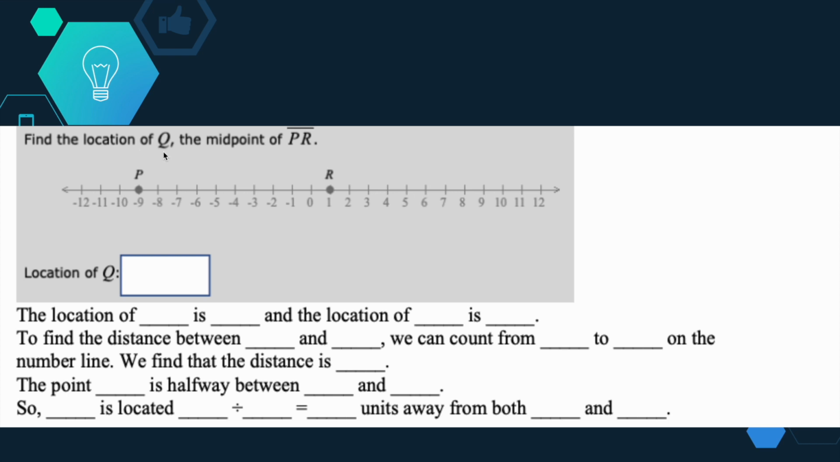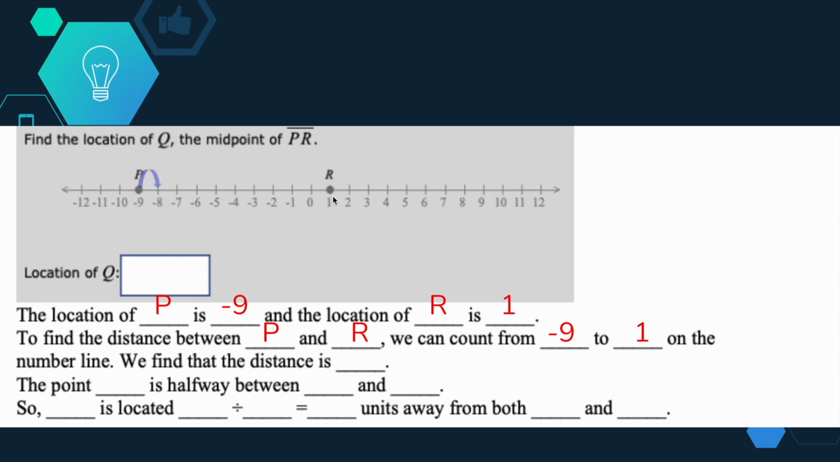So for this one, it says find the location of Q, the midpoint of PR. So it wants to know what is right in the middle in between P and R. And sometimes we can kind of visually see that pretty quickly. But remember, the location of P is -9 and location of R is 1. So to find the distance between P and R, we can count from -9 to 1 on the number line.